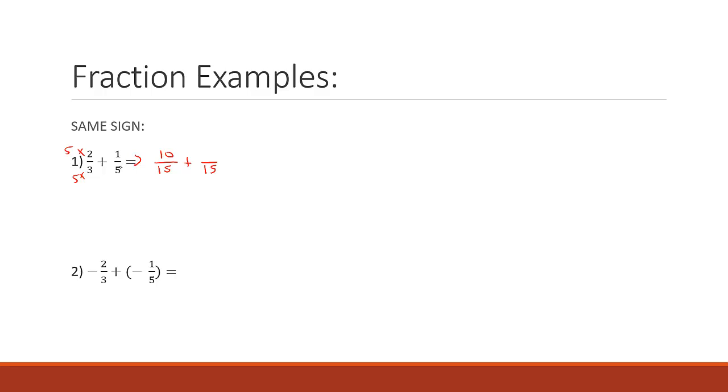What did we multiply 5 by to get 15? Times 3. So I'm going to multiply the top number by 3 also to keep that fraction equivalent to its original, and it gives us 3/15. Notice if I simplified those fractions, I would end up back at 2/3 and 1/5. But now that I have those common denominators, I can add those two fractions together. I keep my denominator like it is. 10 plus 3, they're both positive, 13/15.